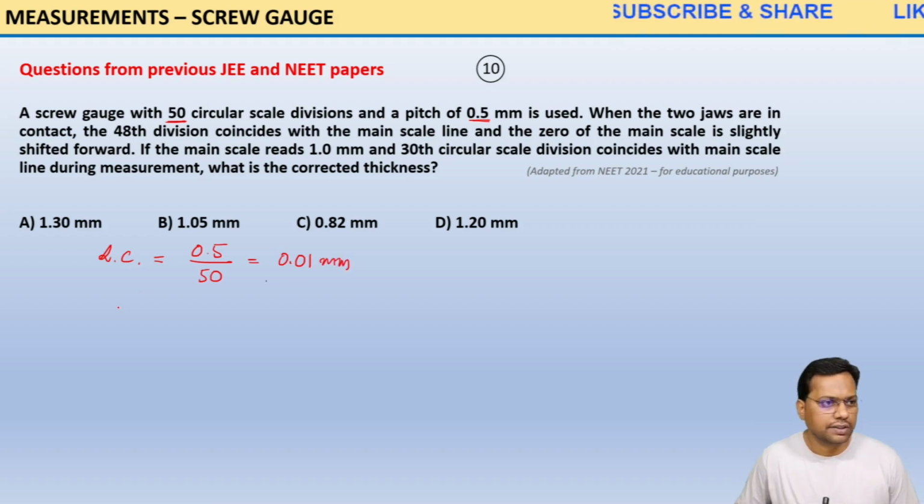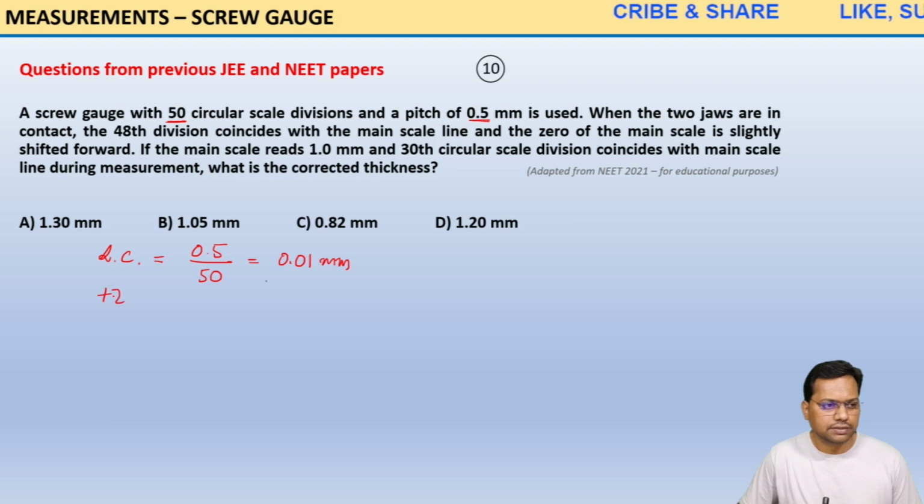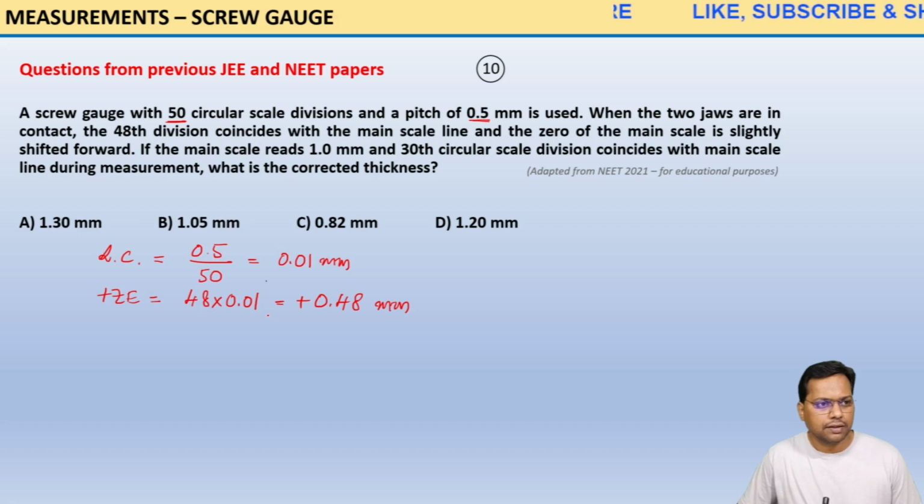When the two jaws are in contact, the 48th division coincides with the main scale line and the zero of the main scale is slightly shifted forward. That means the screw gauge has a positive zero error, and we calculate it: plus ZE is equal to the HCD, that is 48, into the least count 0.01. This gives 0.48 mm, and it should be positive, so we put a plus sign for 0.48.